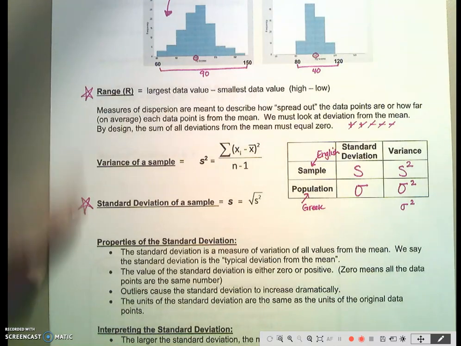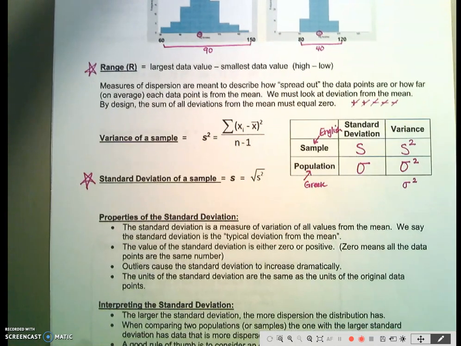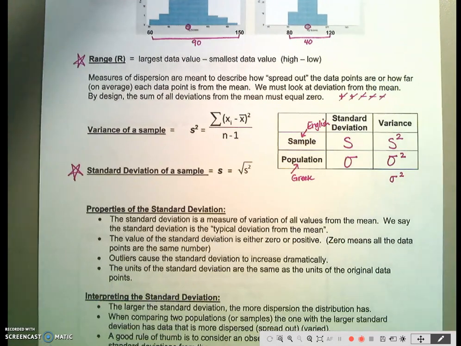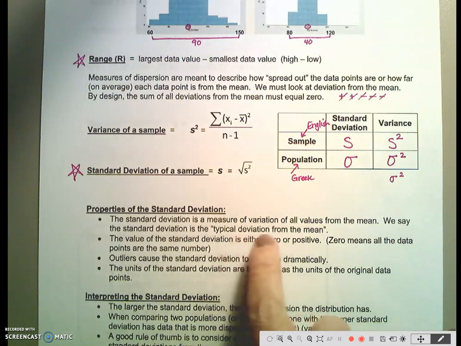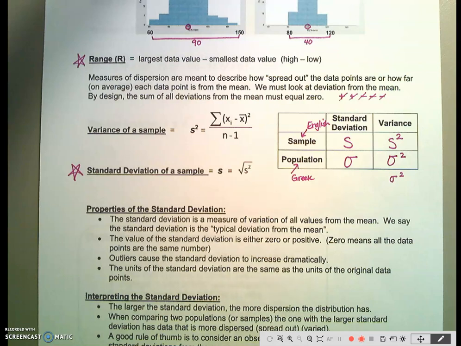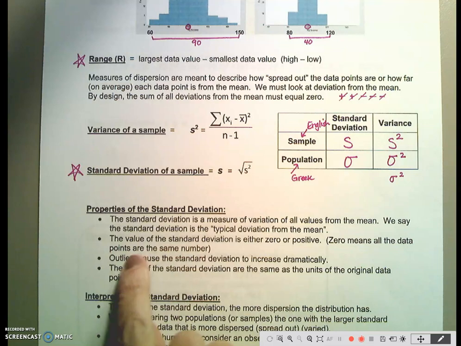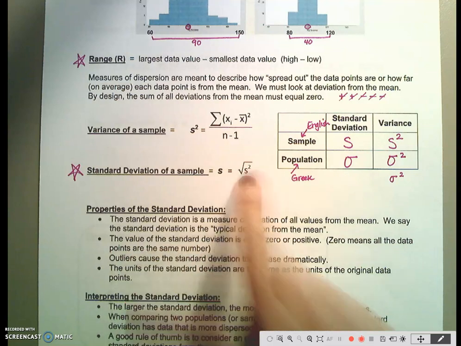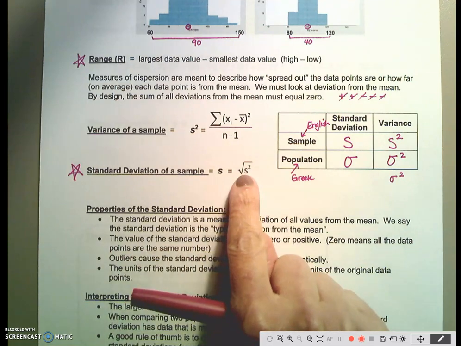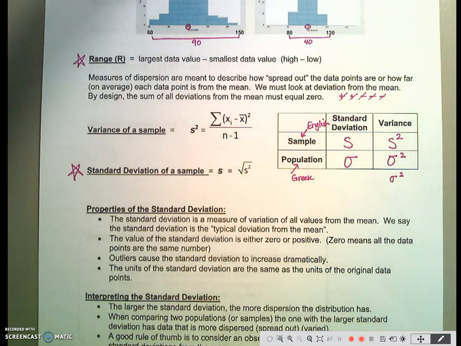So let's talk about standard deviation, because range is too simple. Standard deviation is really the one that's more used. So here's what it is. It is a measure of how the data points vary from the mean, and we say it's typical deviation from the mean. That's a really good explanation of what standard deviation is. Average deviation or typical deviation from the mean. Now, because of the way the formula is, you see how there's a square root? It has to turn out that this number at the end is either 0 or positive. Can't have any negatives coming out of a square root.